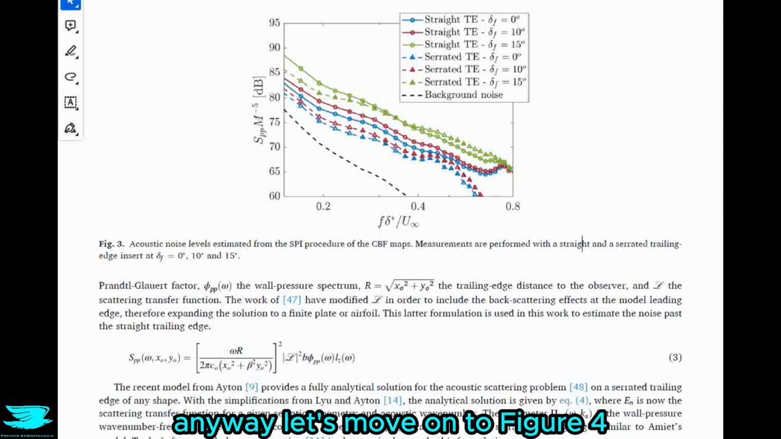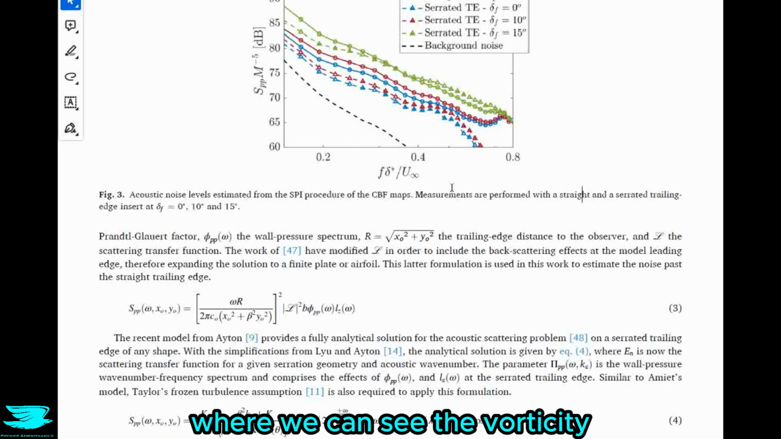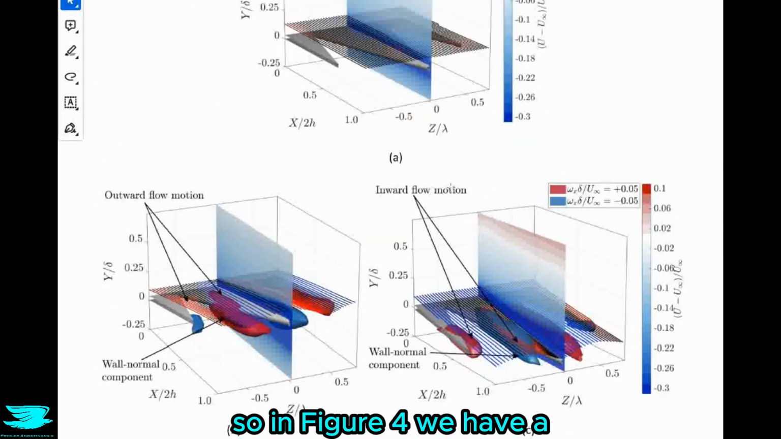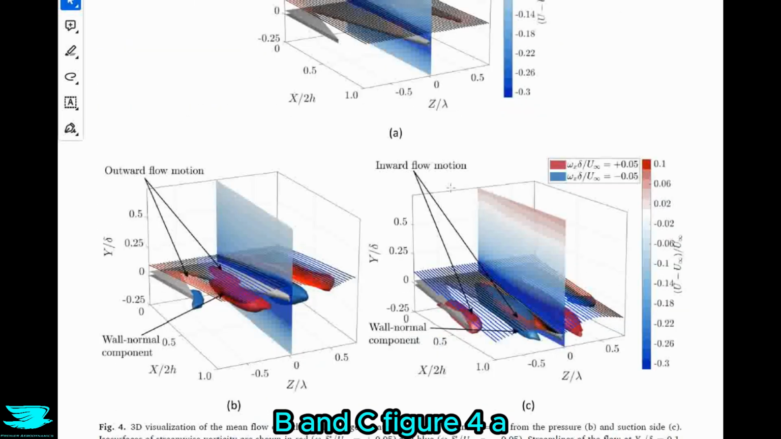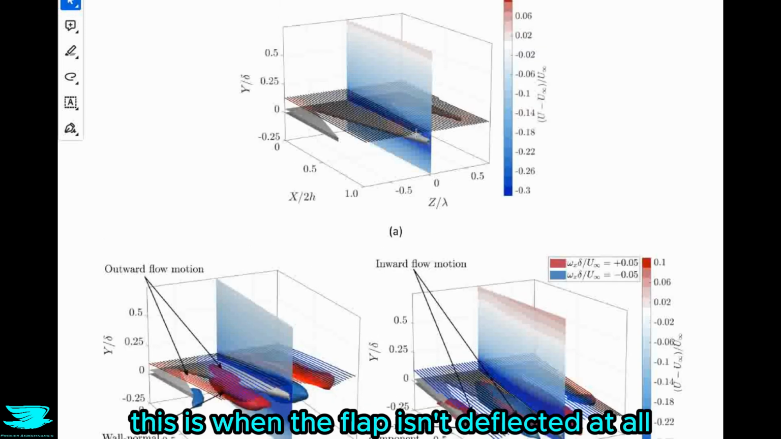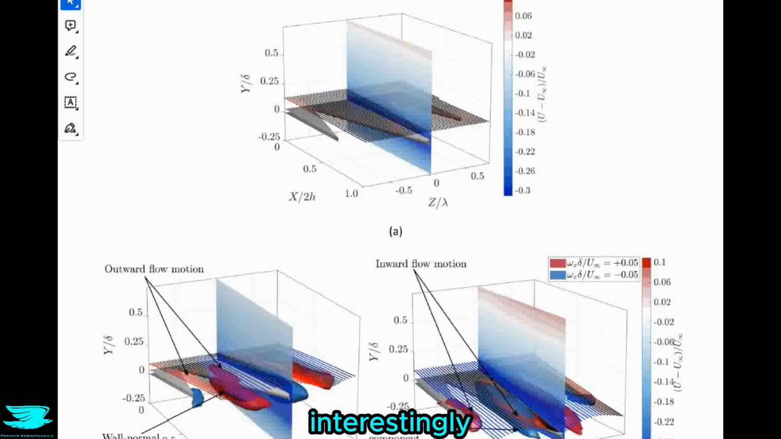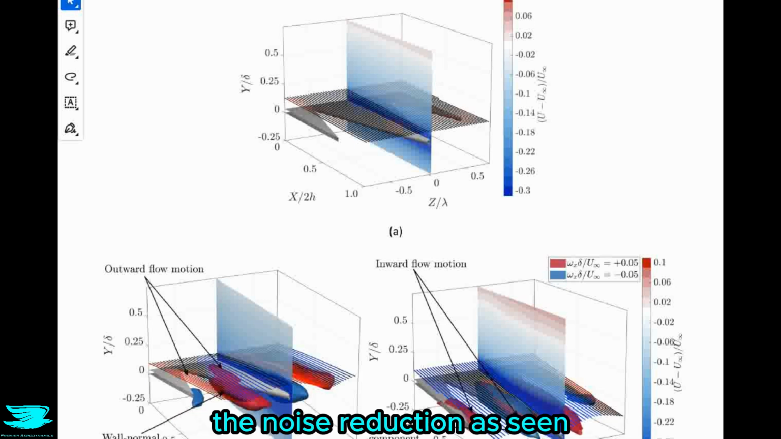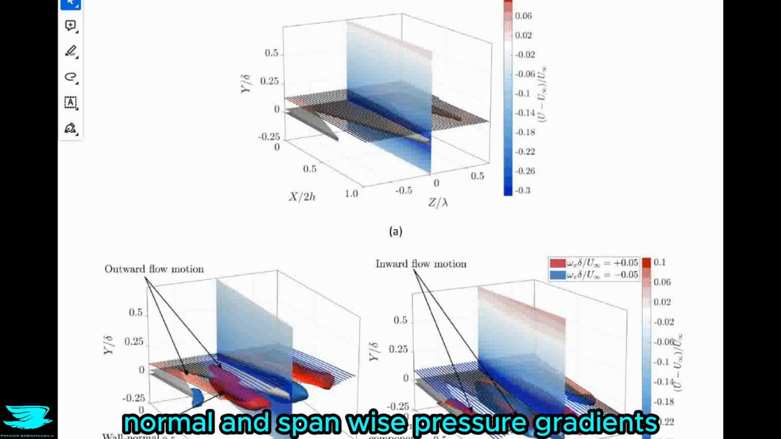Anyway, let's move on to figure 4, where we can see the vorticity being created by these serrated trailing edges. In figure 4, we have A, B, and C. Figure 4A, this is when the flap isn't deflected at all. Interestingly, there isn't any significant vorticity being produced. The noise reduction seen in figure 3 seems to be just because the serrations at 0 degrees deflection change the wall normal and span-wise pressure gradients.